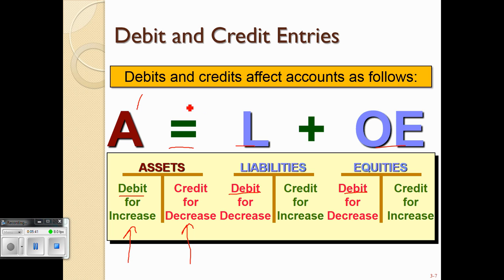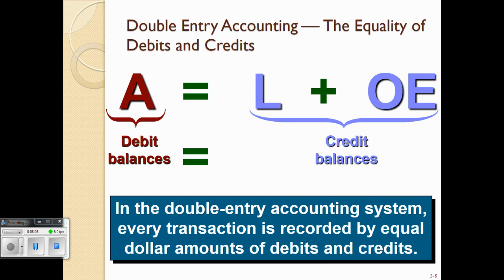But for anything on the right side of that equality, it's credits for increase, debits for decrease. So debits and credits do not mean increase and decrease. Debits mean left side, credits mean right side. Generally speaking, all assets have debit balances. We're going to come up with a couple of exceptions later on, but for right now, all assets have debit balances. All liabilities and owner's equity accounts have credit balances.